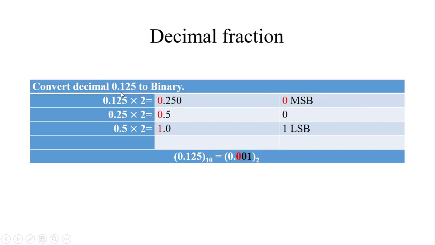This is another example: convert 0.125. Again multiply the decimal fraction by 2, and this is the carry. Again 0.25 is the fraction part, so we multiply the fraction part again. The product is 0.5 and the carry is 0. Then 0.5 is multiplied by 2, so the carry is 1 and the fraction part is 0, so we have to stop here. So this is the MSB: 0, 0, 1. This is the LSB and this is the MSB, and this is the equivalent binary fraction.